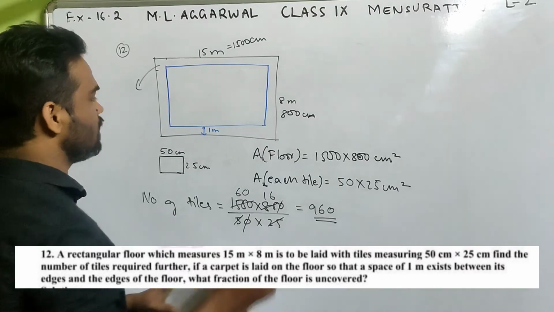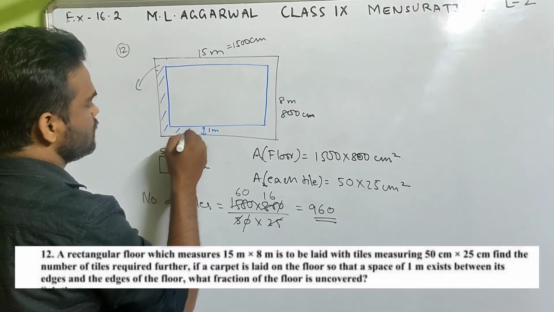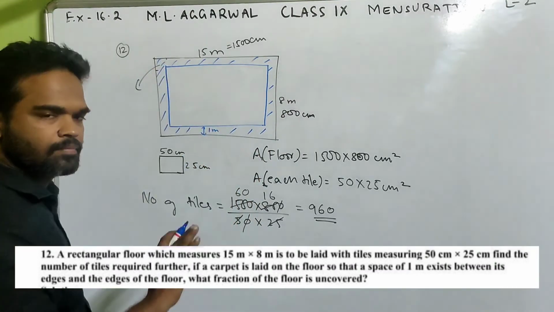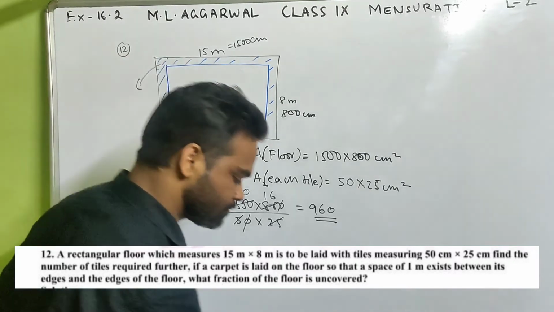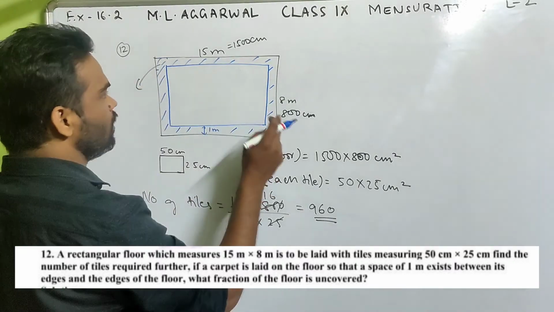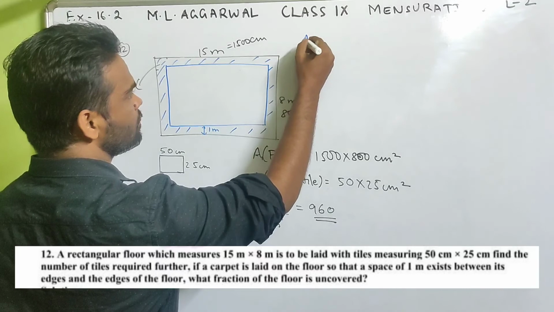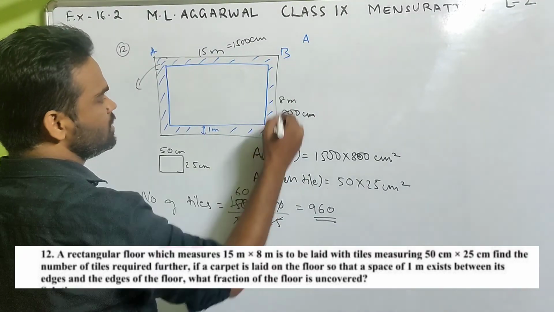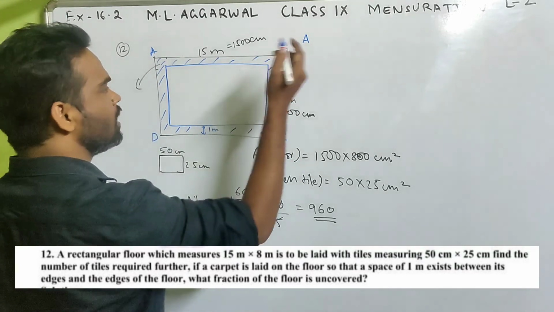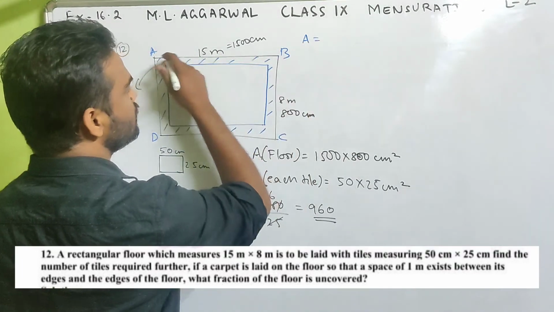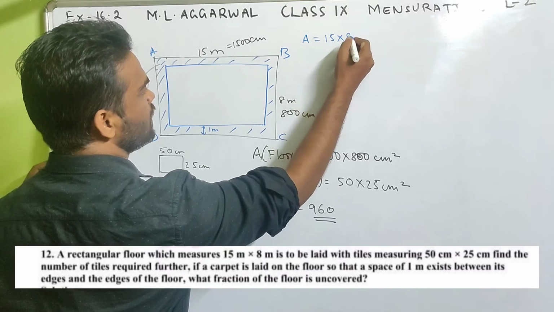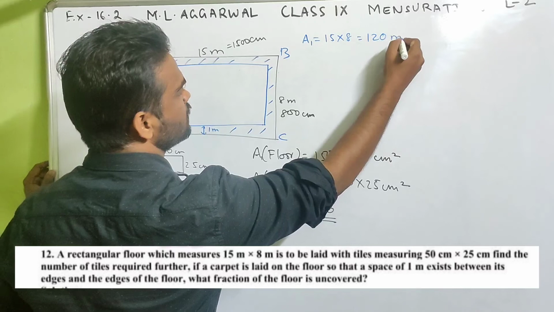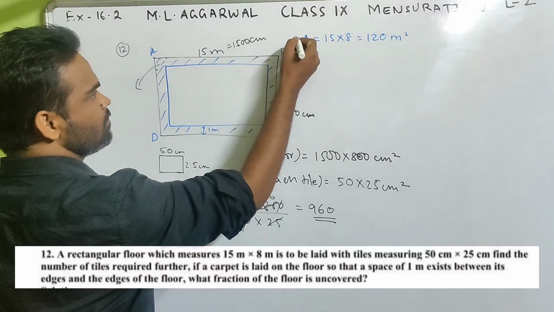What fraction of the floor is uncovered? In fraction. What fraction is uncovered? Simple. Look over here. First of all, the area of this ABCD. We just got it. I'll do it in meter square only. 15 multiplied by 8, A1, that's 120 meters square. Okay.